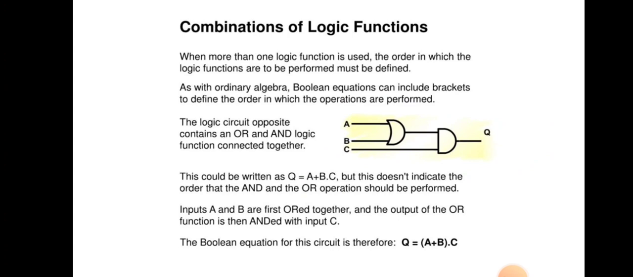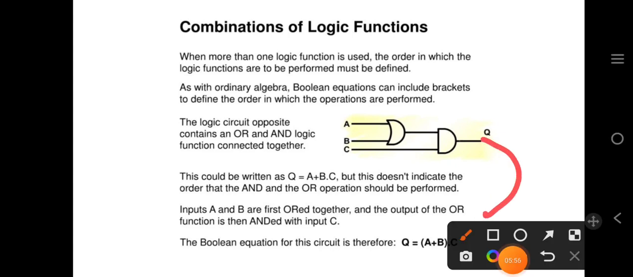The Boolean equation for this circuit is therefore Q equals (A plus B) in brackets and then dot C. Okay, so from this circuit you can write this equation.